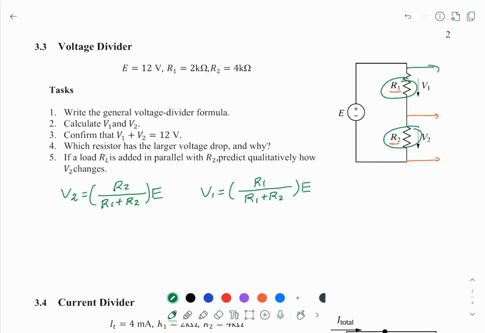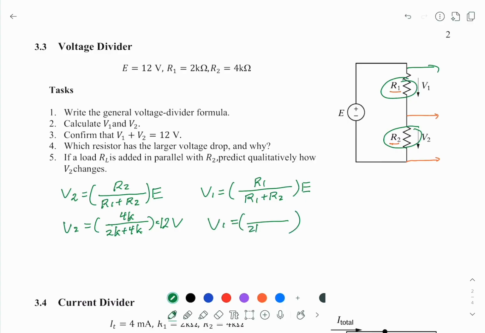The same argument, the voltage across R1 is proportional to E, and the proportional constant, the denominator is R1 plus R2. And because you want to get voltage across R1, it is proportional to R1. Let's calculate. So V2 in our case is 2k plus 4k, because proportional to R2, so this is 4k. You got 12 volt.